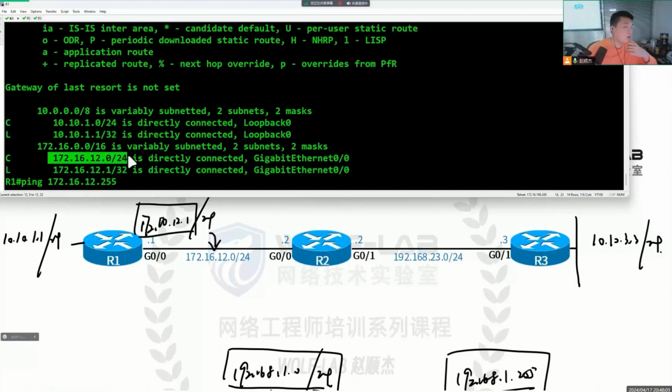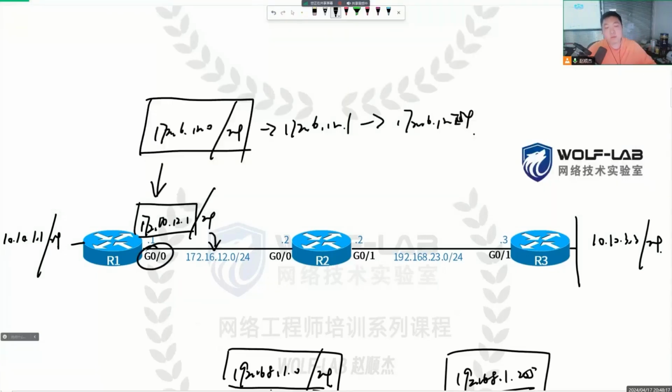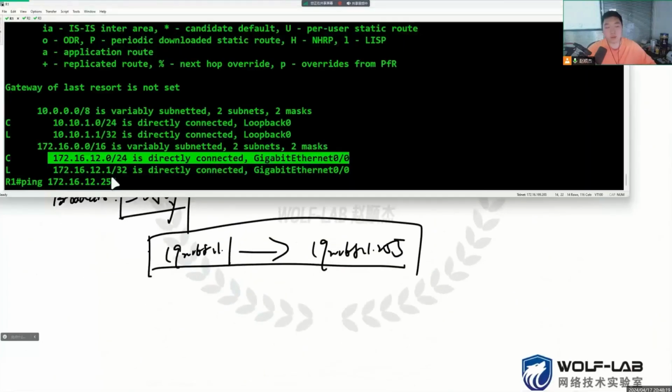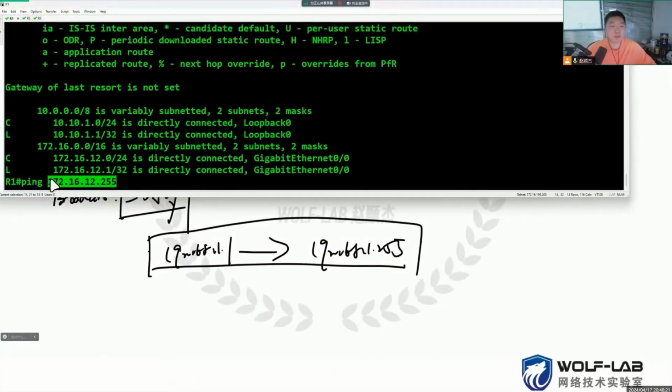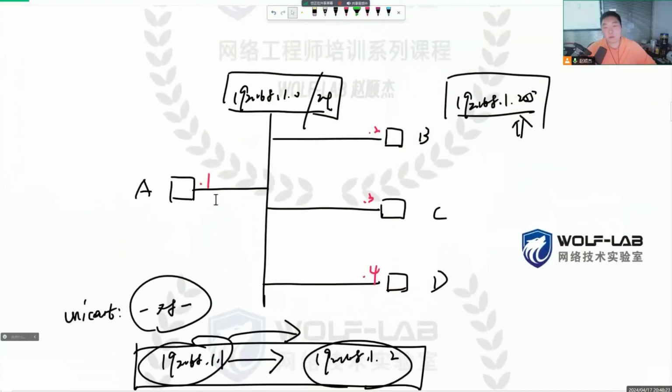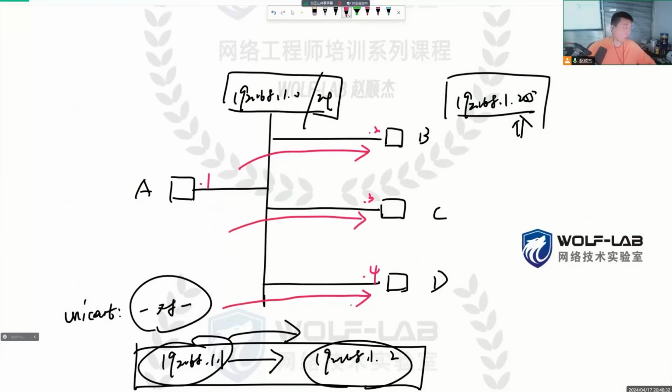Teacher, isn't this a broadcast address? The broadcast address is just an address, and the destination address can be matched by the direct route. According to this direct route, R1 will directly encapsulate the packet. The source IP address is the outgoing interface address. The destination address is the broadcast address of our network segment. So it is a broadcast packet, and any host in our network segment can receive this broadcast data flow.